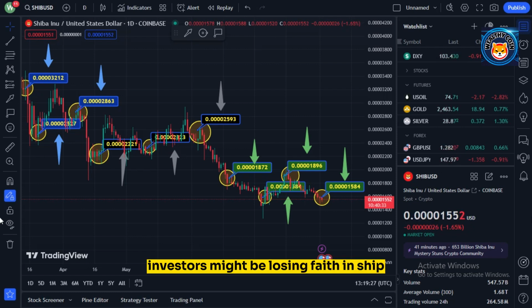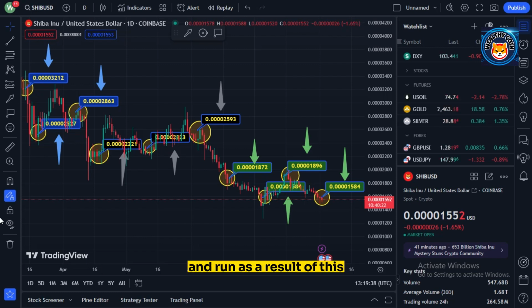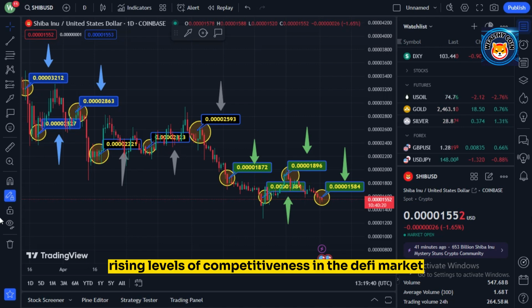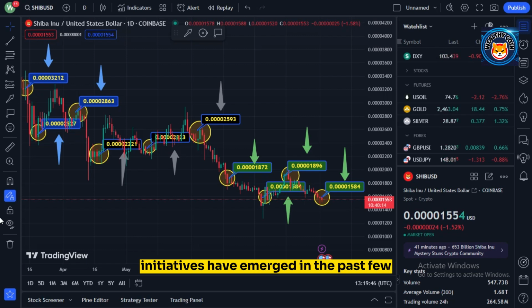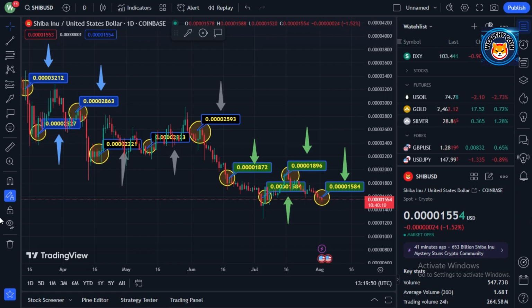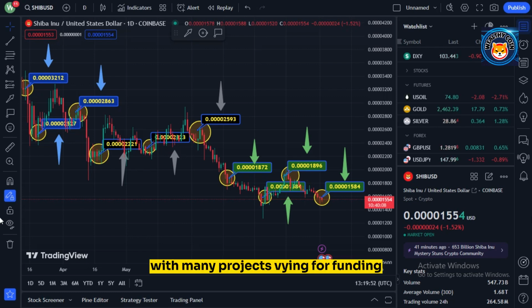In spite of this drop, the burn rate's overall performance relative to the Shib price is still poor. Investors might be losing faith in Shib for a number of reasons. The recent sell-off of the token, which caused prices to plummet from their all-time highs, is one of the key causes. Some traders may have decided to take their money and run as a result of this. Rising levels of competitiveness in the DeFi market also have a role. An overwhelming amount of DeFi initiatives have emerged in the past few months, all featuring their own distinct token. With many projects vying for funding, Shib and other initiatives may lose ground.